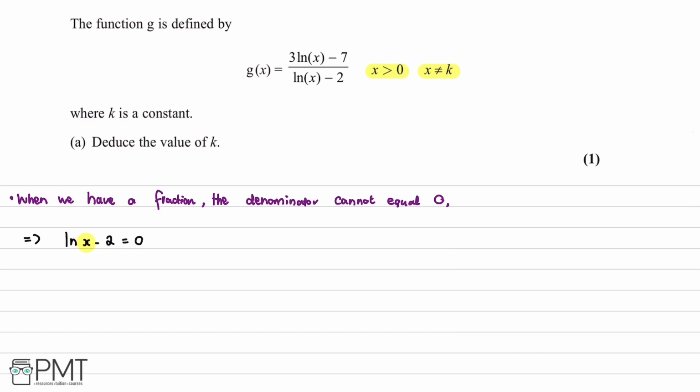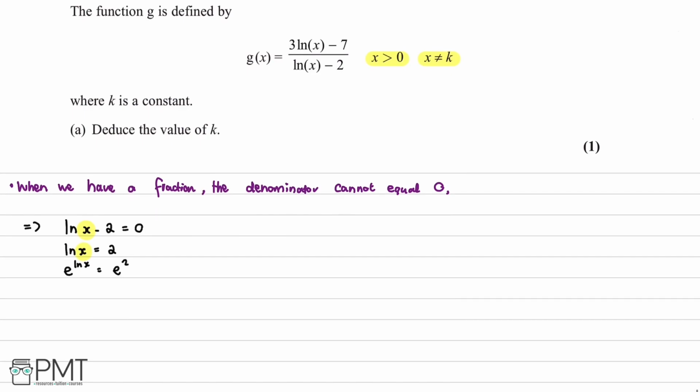So we can add 2 to both sides, so we'll have that ln x is equal to 2, and then we want to isolate this value of x. We can do that by taking the exponential of both sides. So we take the exponential of ln of x, and the exponential of 2. Then this cancels out on the left-hand side, so we'll have that x is equal to e squared.